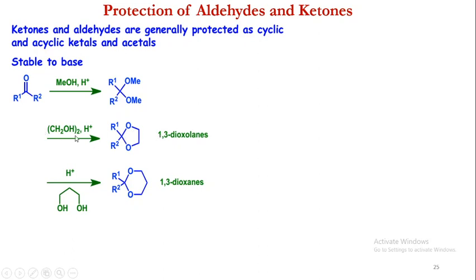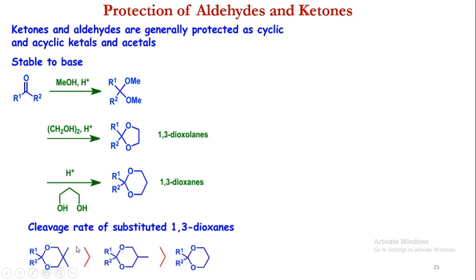If we use a 1,2-diol, then it is called 1,3-dioxolane. If we use a 1,3-diol, then it is called 1,3-dioxane. And regarding the cleavage rate, the substituted 1,3-dioxanes are more readily cleaved than the less substituted dioxanes.